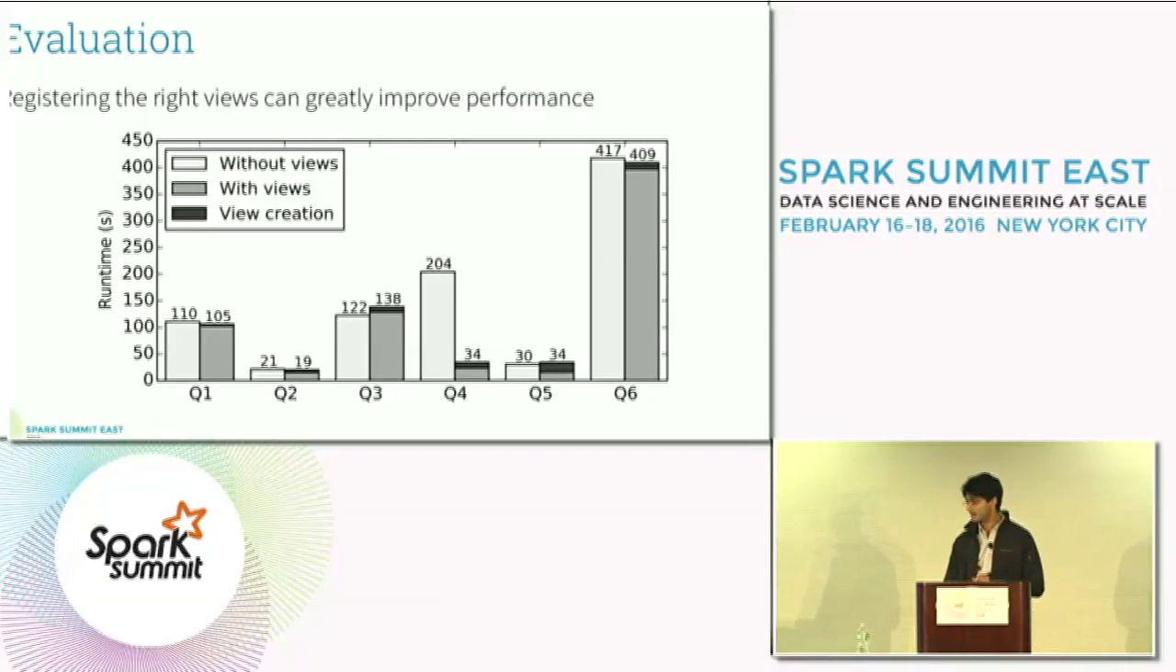But the big win happens on queries where there's structure that can be exploited by the user when they register the appropriate view. Query 4 is the one that I was talking about earlier in the join reordering slide. Here there's a big performance win because the user has given this domain-specific knowledge that says there's this sub-pattern that you can reuse and get a speedup.